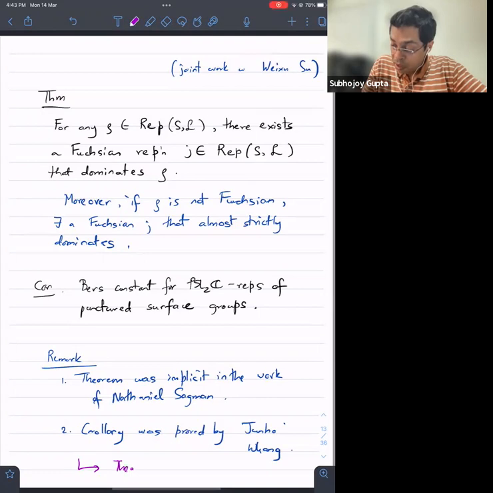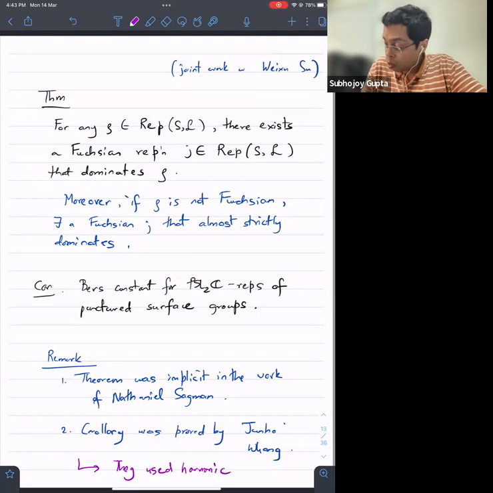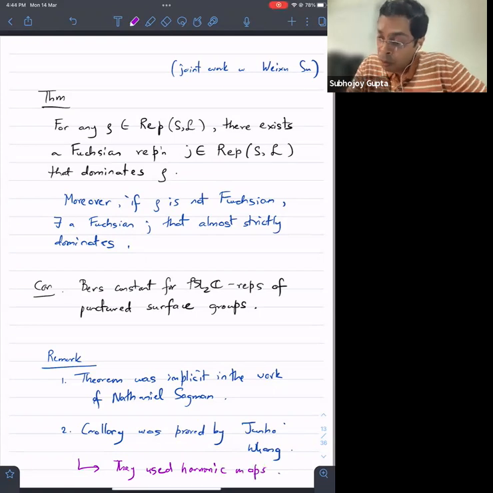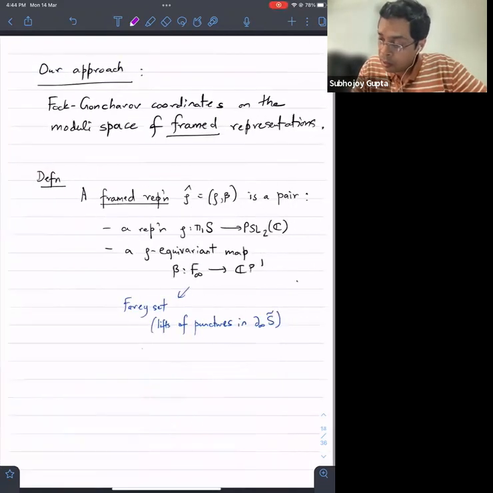Nathaniel proved these analogs of the work of Donaldson and Labourie mentioned earlier for these non-compact domains, these surfaces with punctures and so on. And not just Donaldson and Labourie, also Wolf and Hitchin, and so they used harmonic maps. So our approach is different. Let me just describe that now.